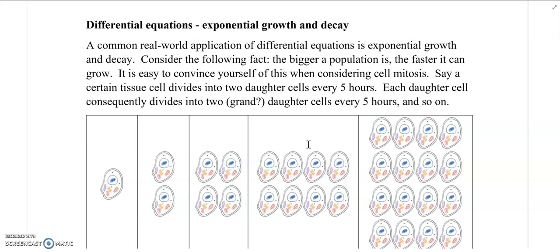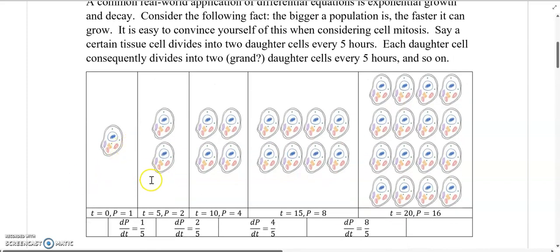And this is exponential growth. That's exactly what exponential growth is all about. A consistent multiplying factor over a period of time. So we're going to go ahead and say that this happens every 5 hours. We're going to say that the first cell exists at t equals 0, and then 5 hours later, it has completed cell mitosis, and we now have 2 cells.